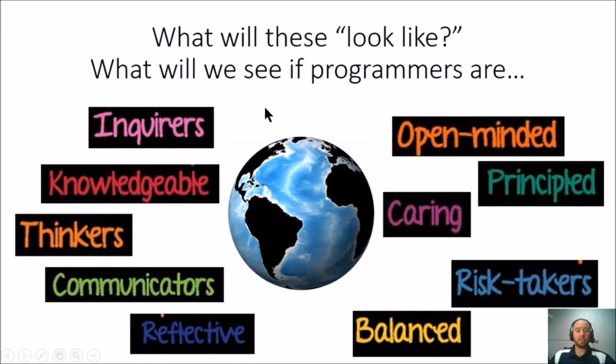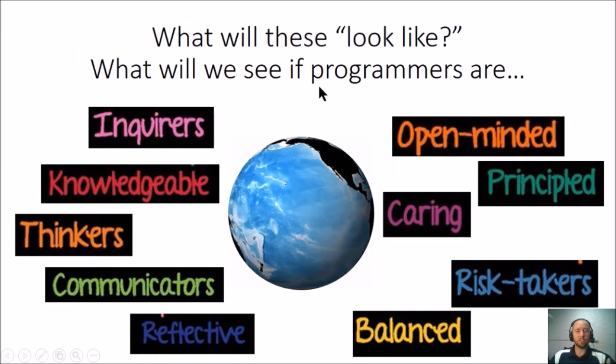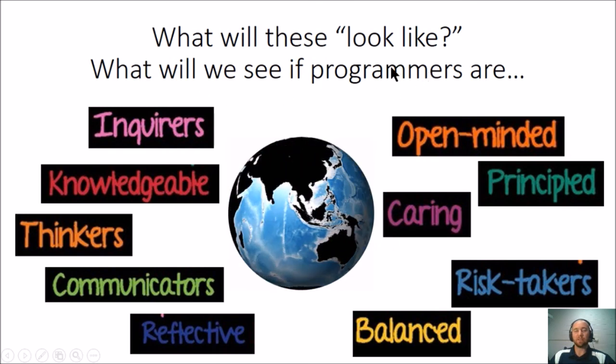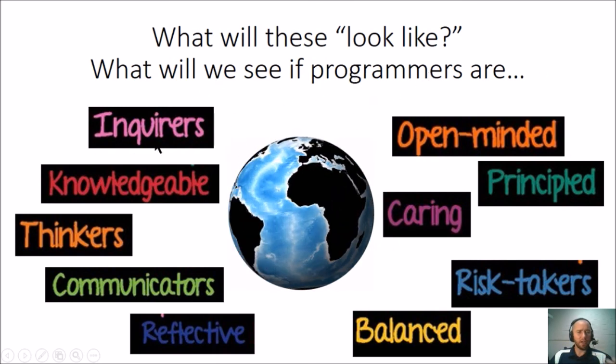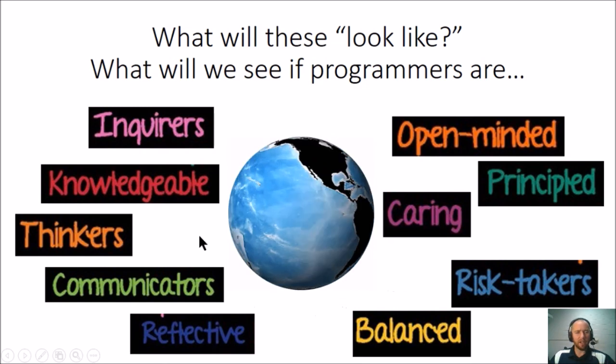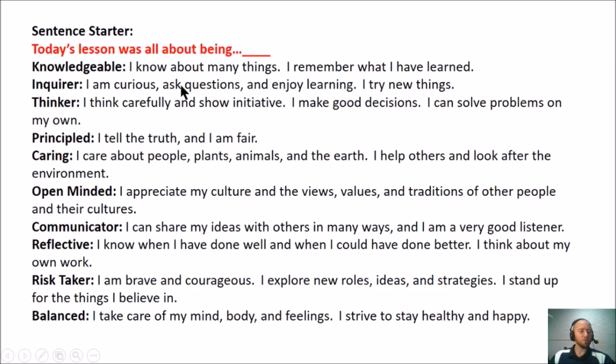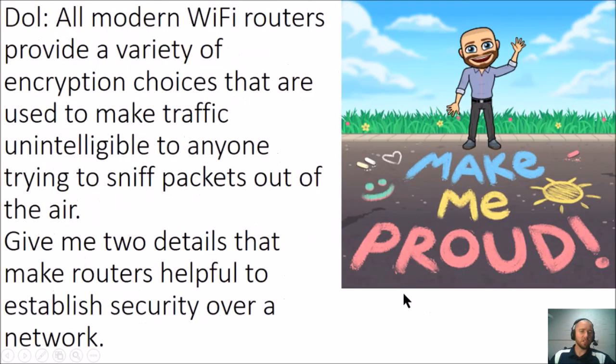All right, so we're in IB school, and the question is, what will these look like? What will we see if cybersecurity experts are inquirers or open-minded or caring? Like the information you learned today, which one of these IB attributes would that connect with? Here's the DOL. It says all modern Wi-Fi routers provide a variety of encryption choices that are used to make traffic unintelligible to anyone trying to sniff packets out of the air. Give me 2 details that make routers helpful to establish security over a network.